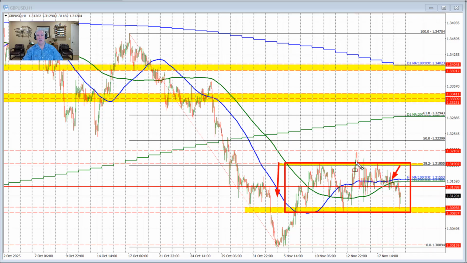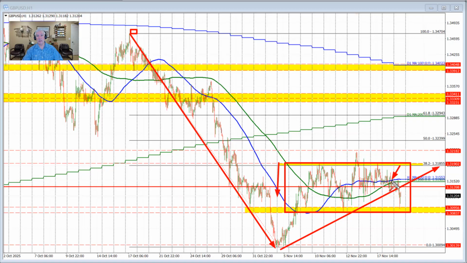We had a fake move to the upside that failed, and then another little one here, then reestablished resistance near the 38.2% retracement. That's of this move to the downside from this high to this low, that 38.2 comes in 1.31855. So with the market trading higher, lower, we have these moving averages converging near the middle of that trading range.